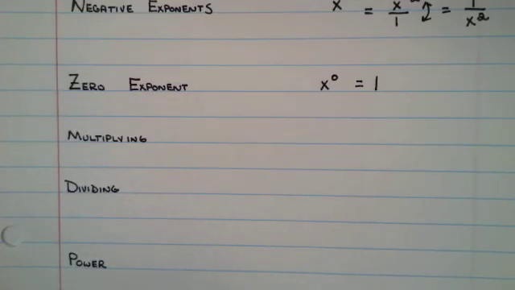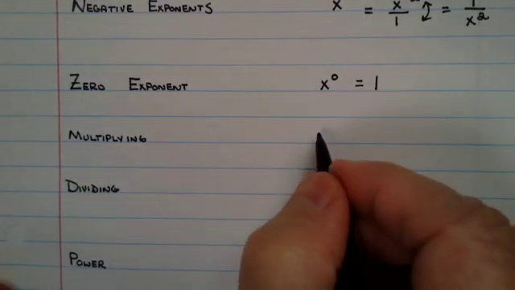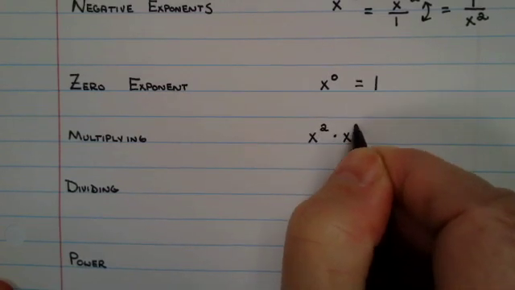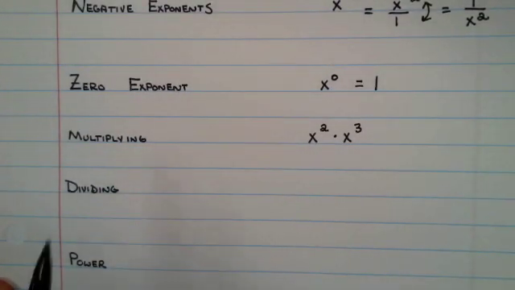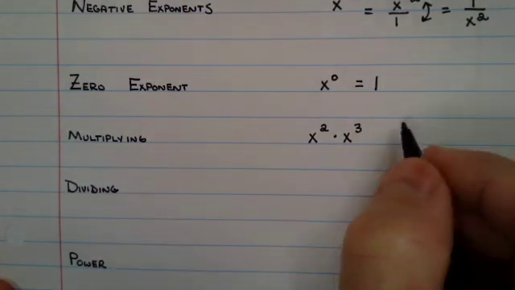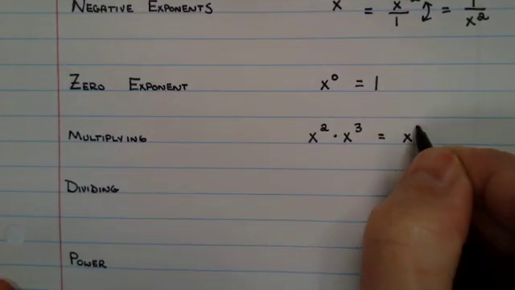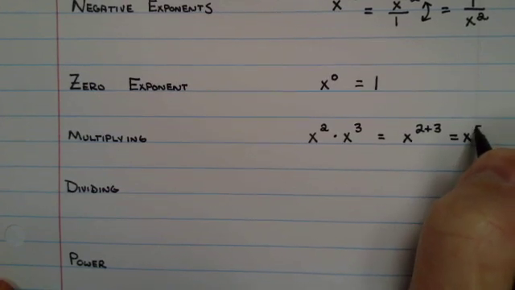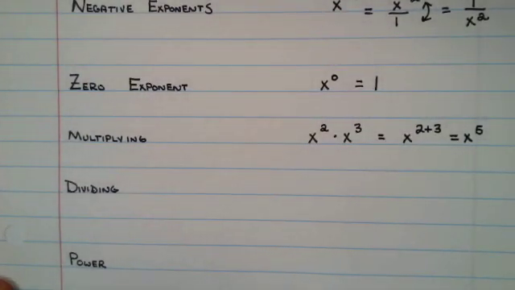Multiplying. When you multiply, you always add your exponents. So let's provide an example. X to the second power times x to the third power. My rule is if I multiply, I need to add my exponents. That means I need to take 2 plus 3, and my new exponent is going to be 5.